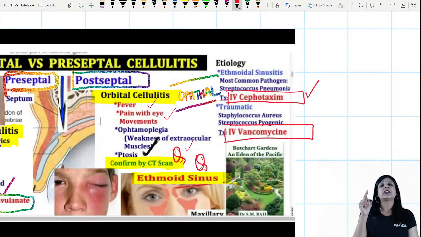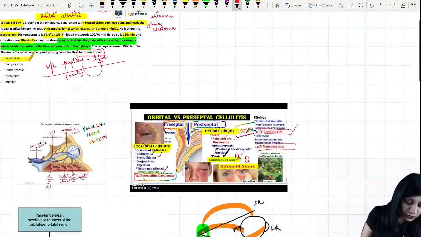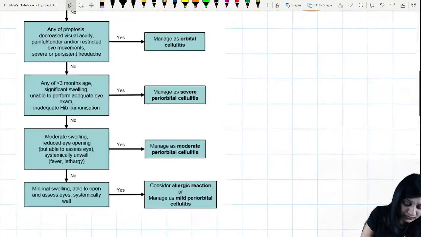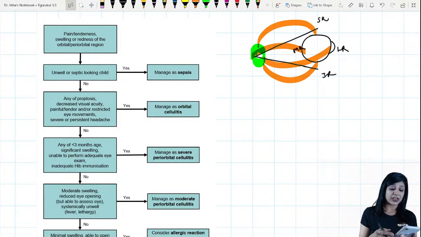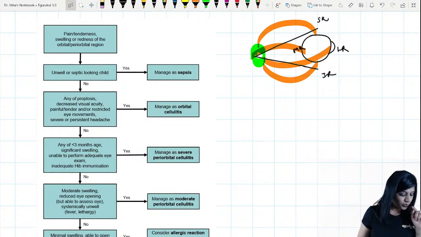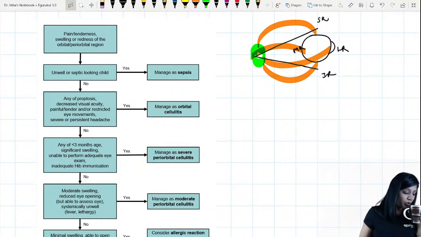Now another important thing is the most common pathogen. Can you name the most common pathogen, guys? What is the most common pathogen which is involved in cases of orbital cellulitis? Please answer this question. Then we will discuss the classification and staging also. Postseptal. Reddy, I do not know what question you have answered in the form of postseptal. Please let me know that.